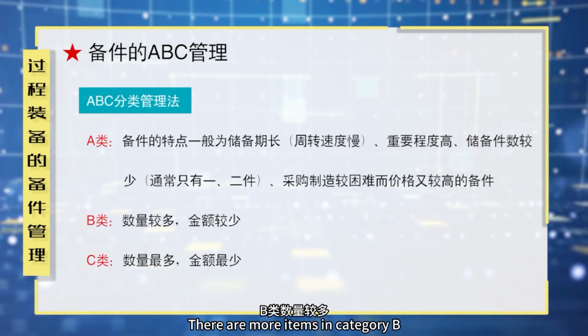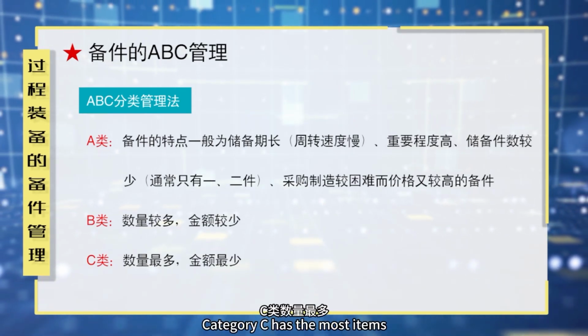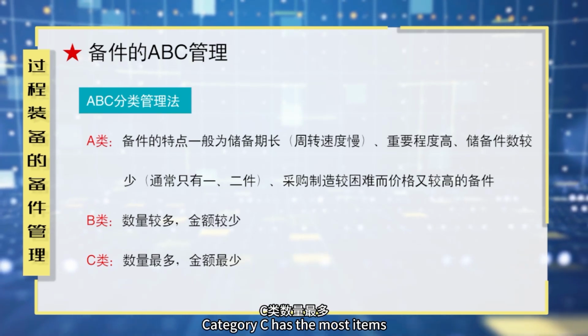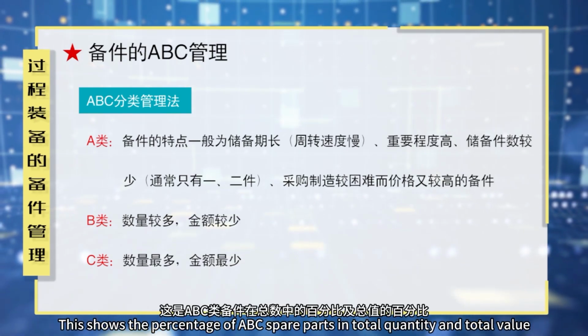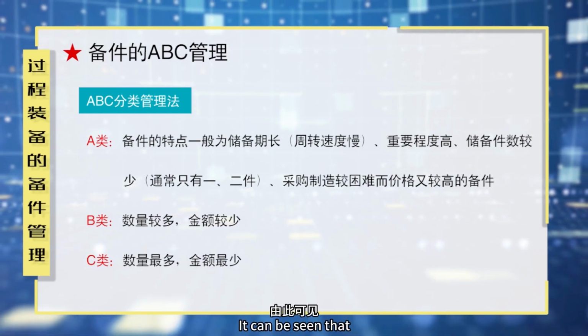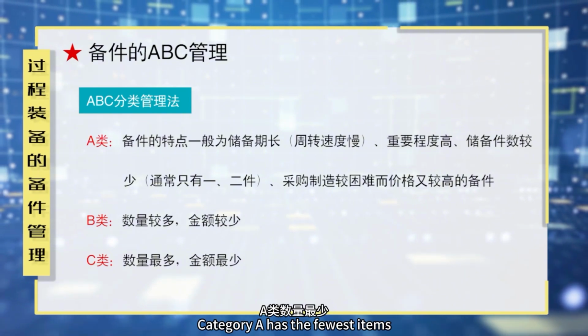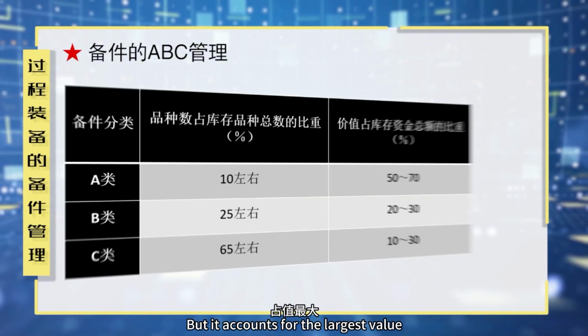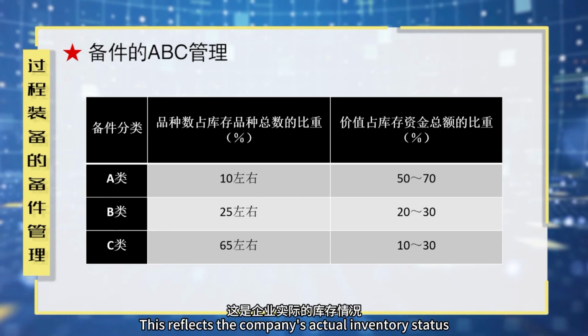There are more items in Category B. The amount is smaller. Category C has the most items. The amount is the least. This shows the percentage of ABC spare parts in total quantity and total value. It can be seen that Category A has the fewest items, but it accounts for the largest value. This reflects the company's actual inventory status.